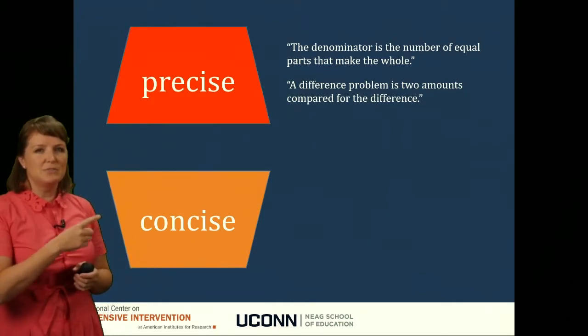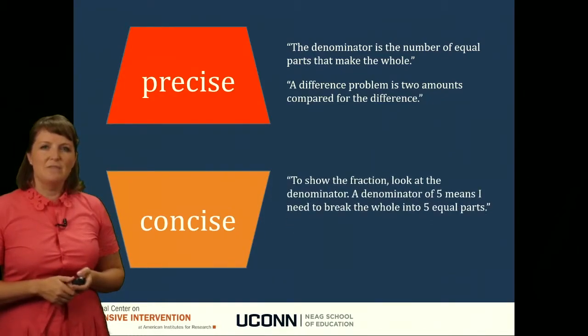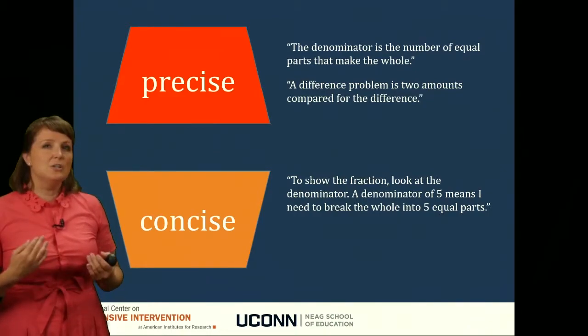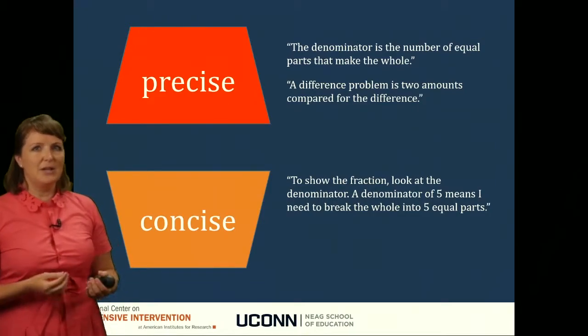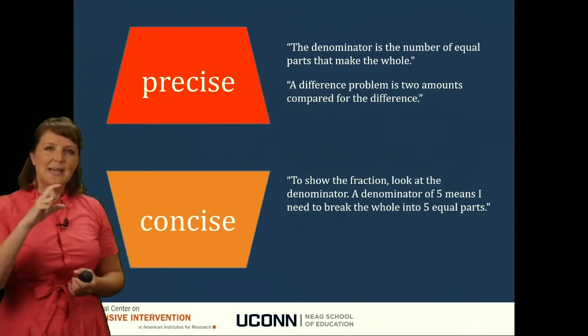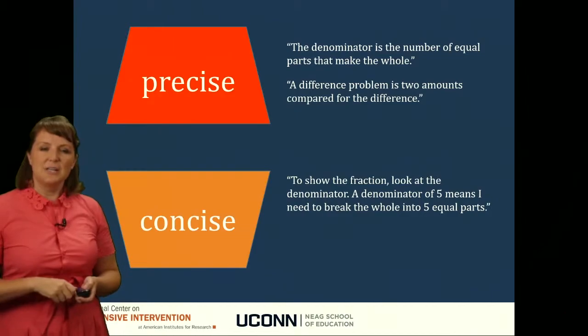And this is something we've talked about within our part on explicit instruction. So here, if I was asking a student to show a fraction, I would say, to show a fraction, look at the denominator. A denominator of 5 means I need to break that whole into 5 equal parts. It's a pretty concise set of steps, focusing on that denominator.